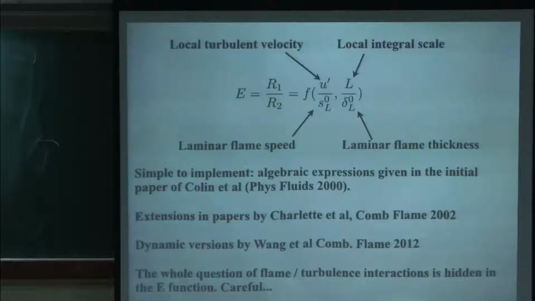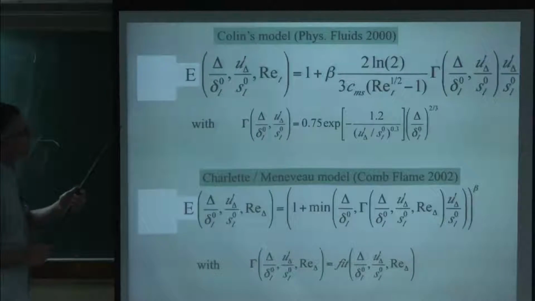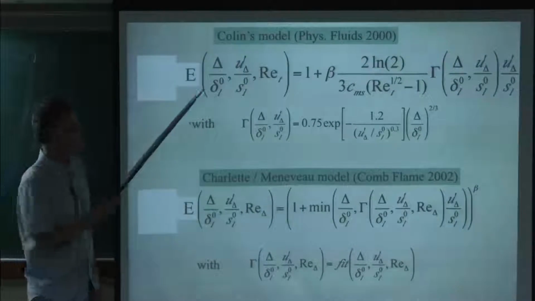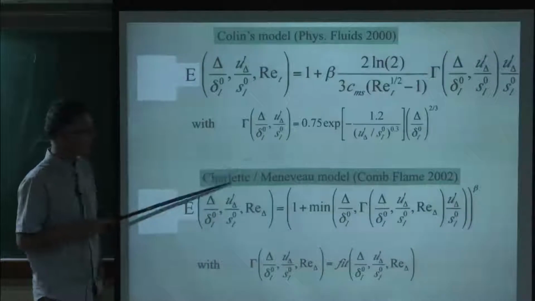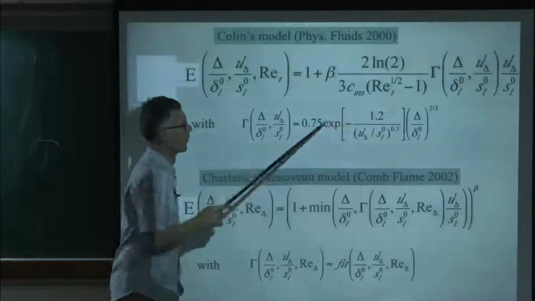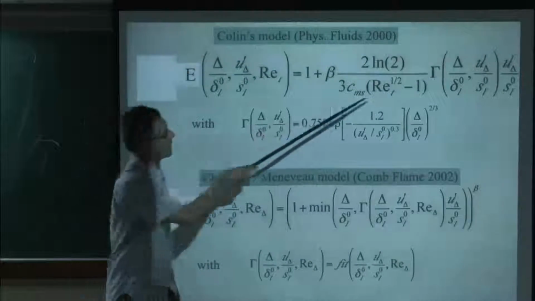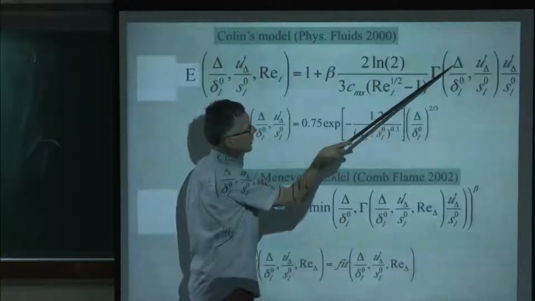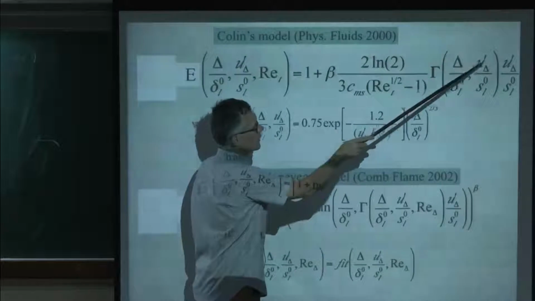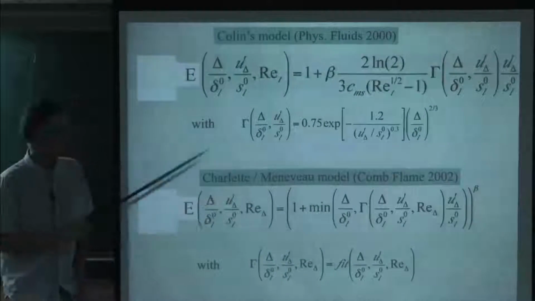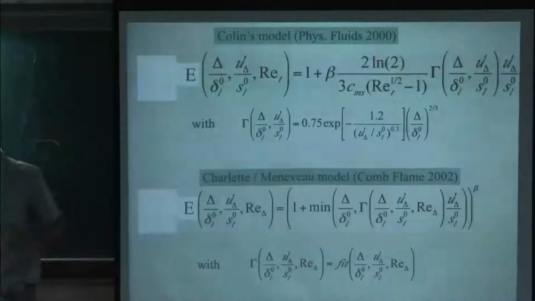So how does this function look? This is a result obtained by, there are two classical models for efficiency. One of them is the Colin model, the other one is Charlotte-Menvaux. And these efficiencies look like this. They are just formulas. You give here the size of the flame. Here you give the size of the mesh. You give U prime, and this thing will give you the efficiency. There are not that many differences between those two, but there are small differences.